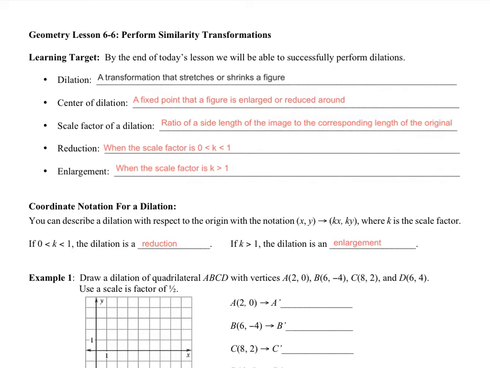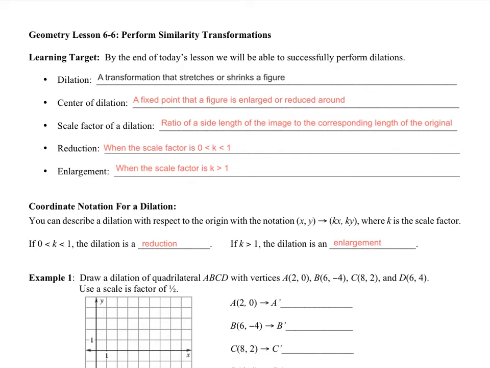Lesson 6-6, Perform Similarity Transformations. This lesson is an extension of Lesson 6-2 in more detail. I pretty much covered a lot of these vocab terms, but I would like you to review them once again.